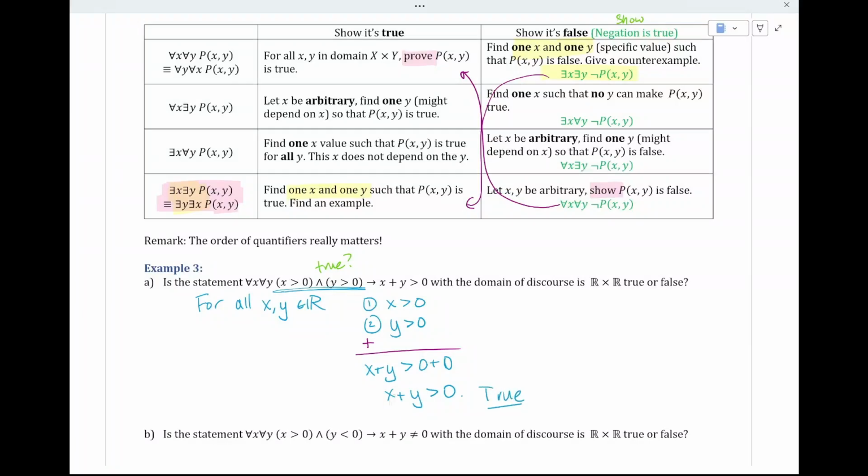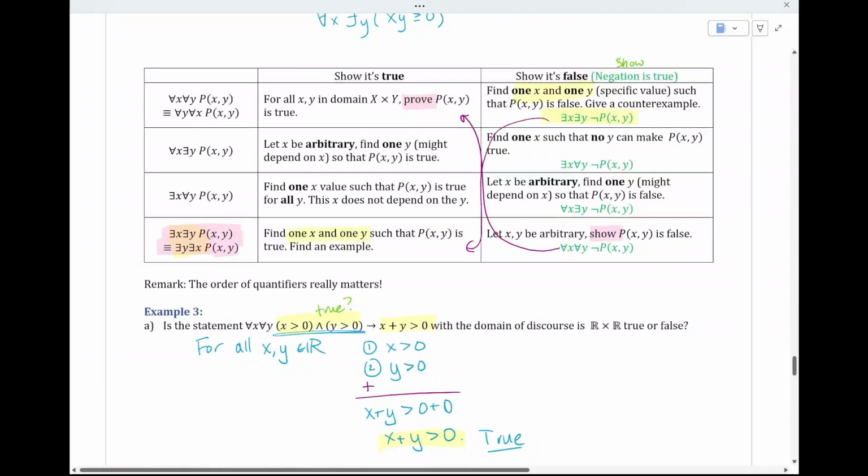That's this right here. So I've shown that if we are given that these first two things are true, then it follows that x plus y is greater than 0 is also true. So that is my proof for this one. And that was this box. So I'll say this was 3a. We did an example in this box.